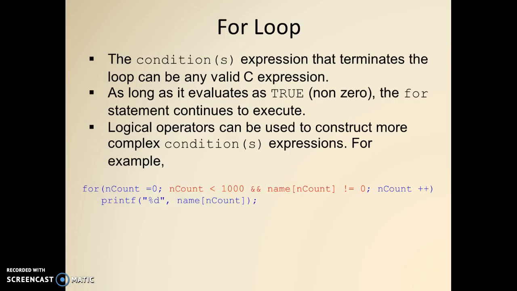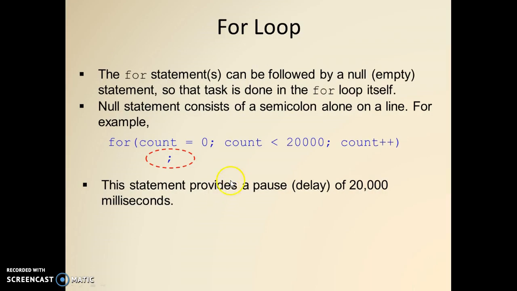If both the conditions are true, it will print the array value at that ncount index. And here you can see we have no for loop statements. The count variable is initialized to 0 and the condition is that count should be less than 20,000. So it just counts until it reaches 20,000. As there is an empty statement here, this for loop provides a delay of 20,000 iterations.